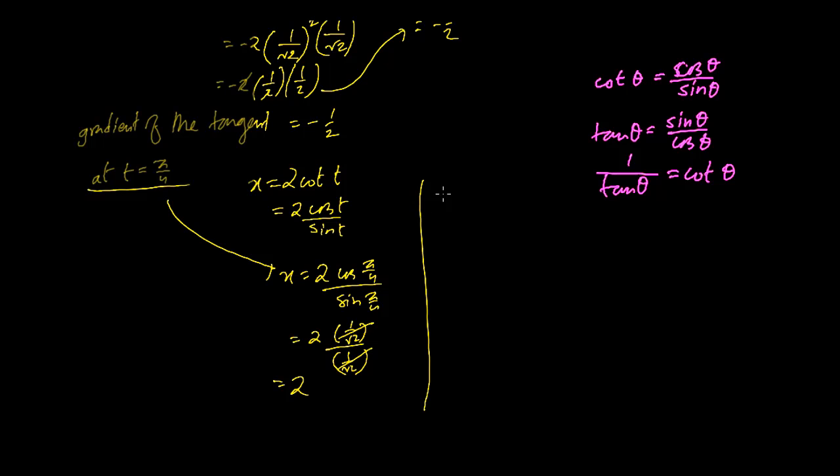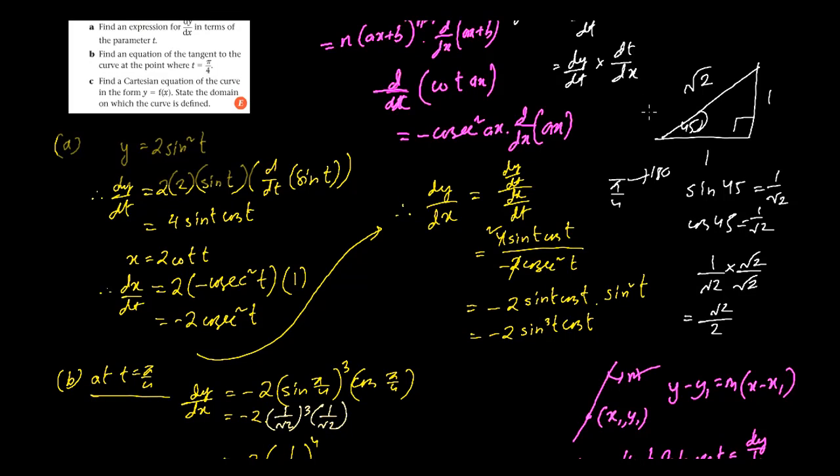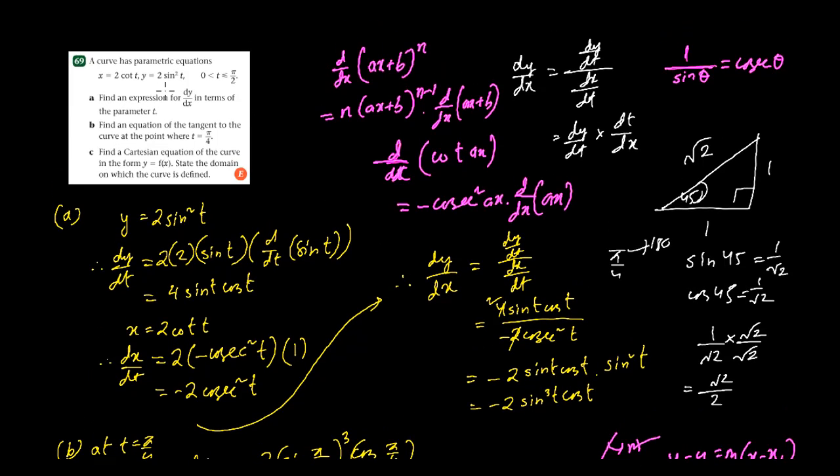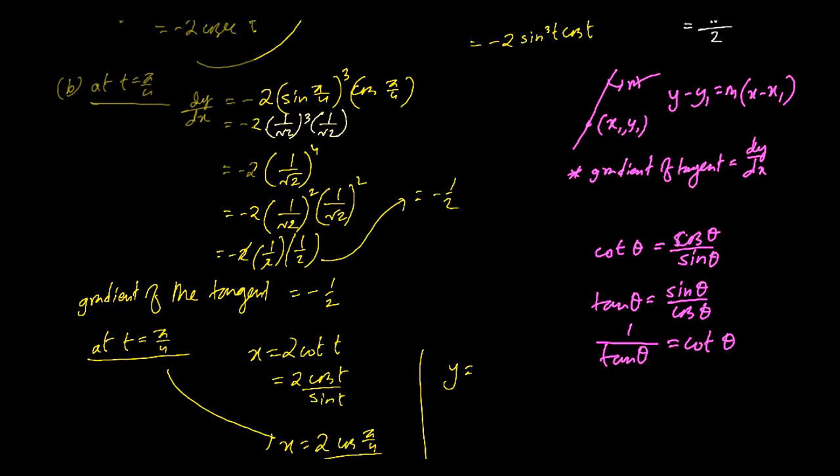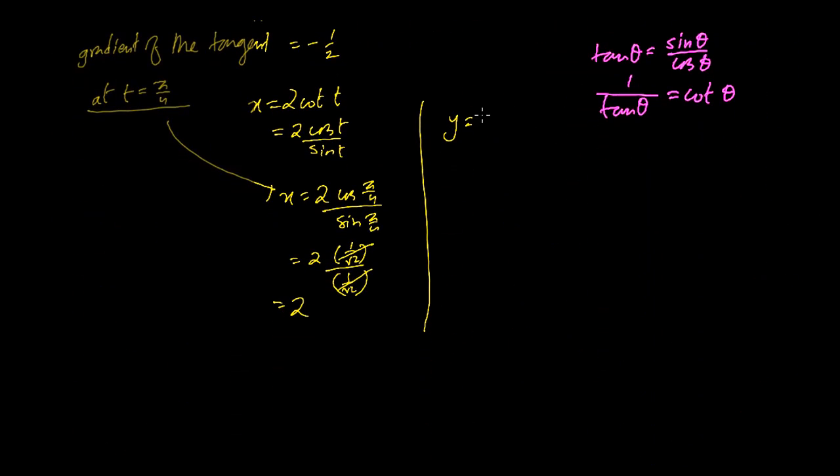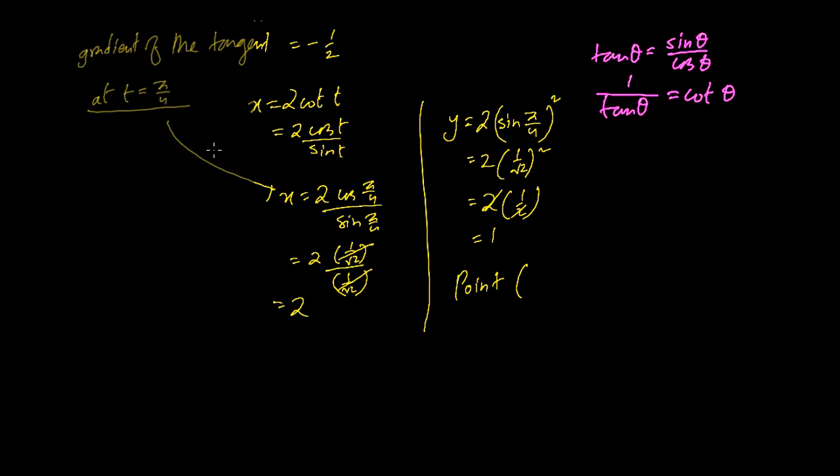Now we need to find the y coordinate. So y equals 2 sine squared t. So 2 sine squared t means 2 times sine pi by 4 whole square. So this would be 2 times (1 by square root of 2) whole square. This would be 2 times 1 by 2. This 2 and this 2 cancel, and this is 1. So the point that we are looking for, where the parametric value is pi by 4, is x coordinate 2 and y coordinate 1. Now we can find the equation of the tangent.